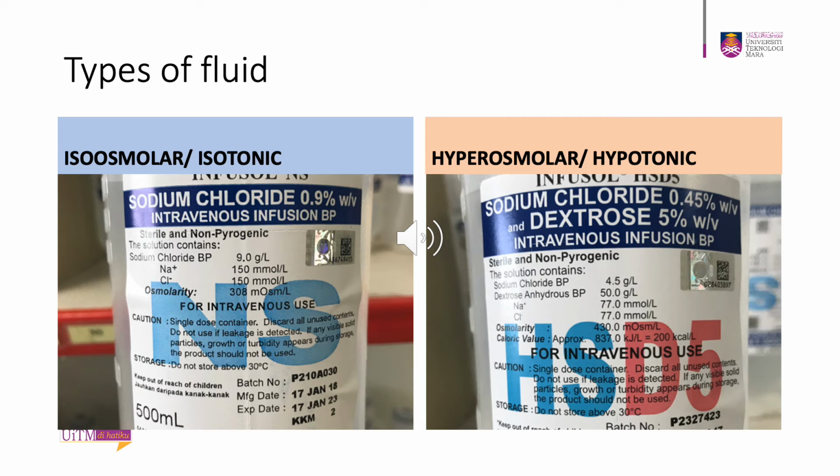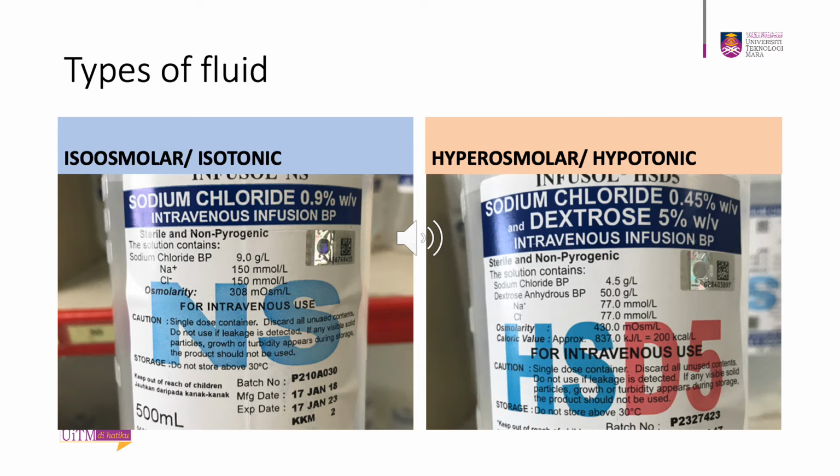What about the half saline D5? If you look at the osmolarity, it's actually 430 milliosmolarity per liter. This is why it's called hyperosmolar fluid. But as you know, this is mainly contributed by the dextrose and not the sodium. The sodium concentration is very low. It's only 77 millimole per liter, much less than the serum sodium in the intravascular compartment, which is around 135 to 145 millimole per liter.